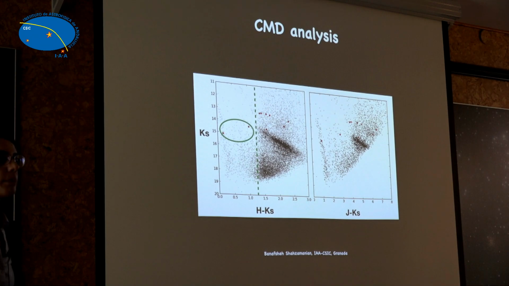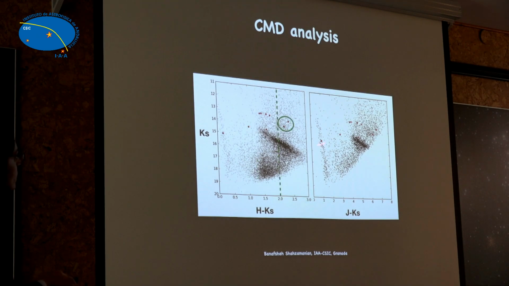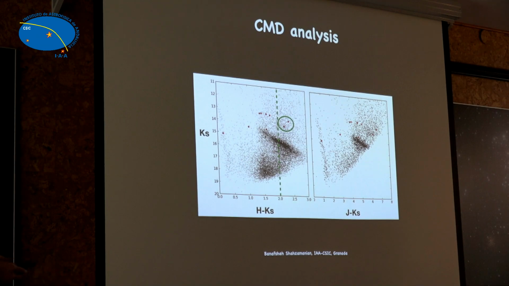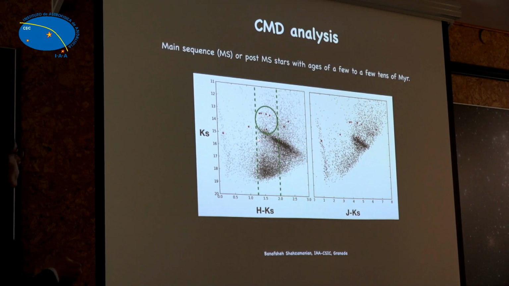So we used color magnitude diagrams. Here you can see K versus H minus K. These two stars located below an H minus K value of 1.3 are foreground stars. The stars on the right-hand side are GC stars. There are two stars here with H minus K more than 2; these are the reddened cluster members. But the stars in the middle, between H minus K of 1.3 and 2, are sources consistent with being main sequence or post-main sequence stars with an age of a few to a few tens of mega years.